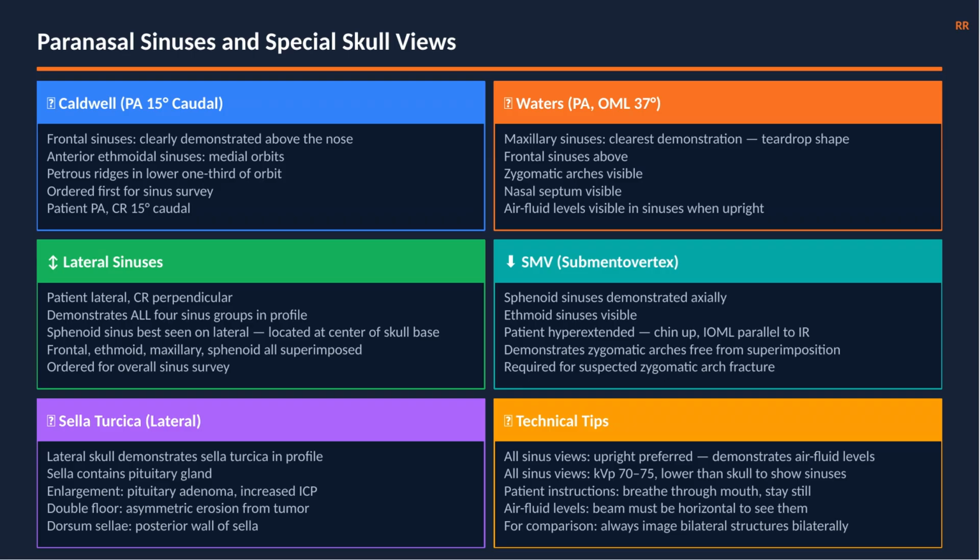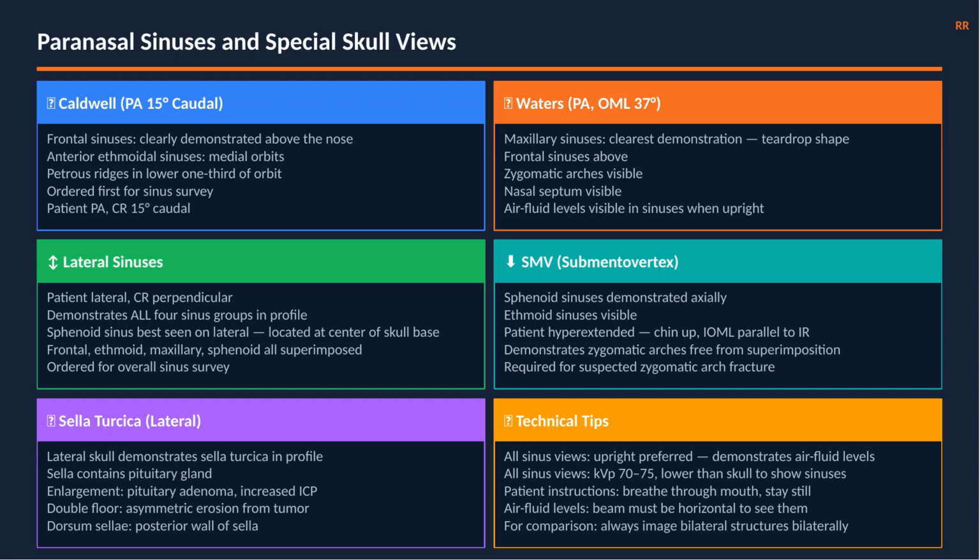Air fluid levels in the maxillary sinus are visible when the patient is upright. Horizontal beam required. Lateral sinuses. All four sinus groups superimposed in profile. The sphenoid sinus, best seen on lateral, located at the center of the skull base. The lateral is the view where sphenoid sinus is most clearly identified.